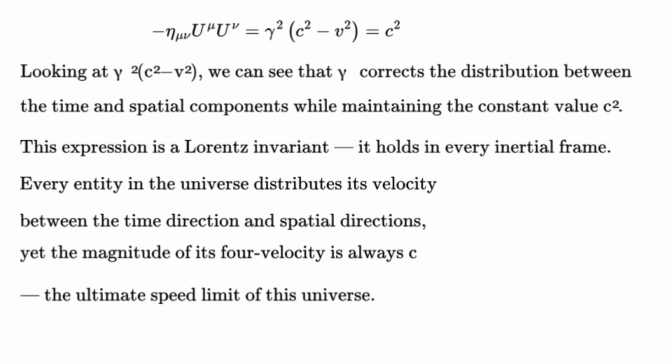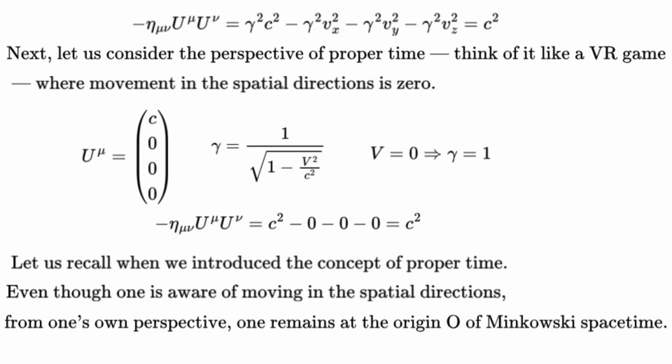Every entity in the universe distributes its velocity between the time direction and spatial directions, yet the magnitude of its four-velocity is always c, the ultimate speed limit of this universe.